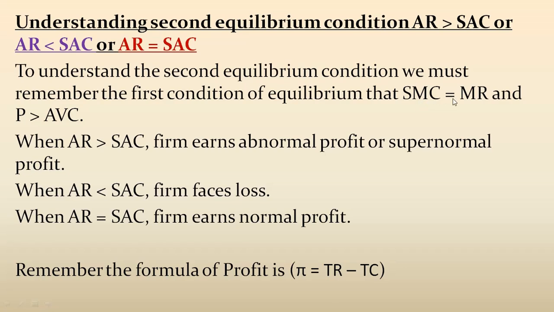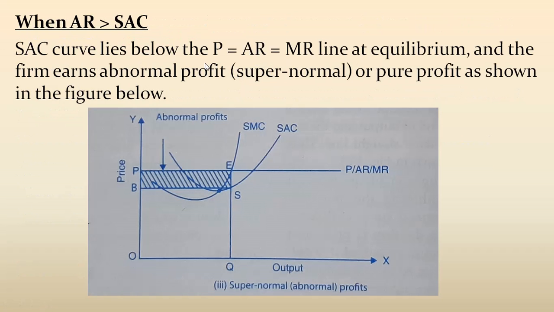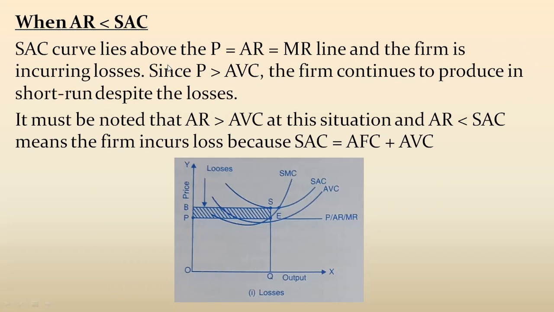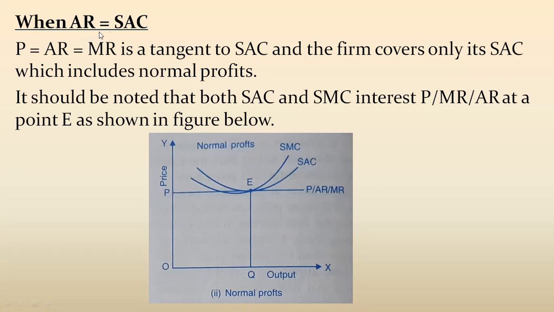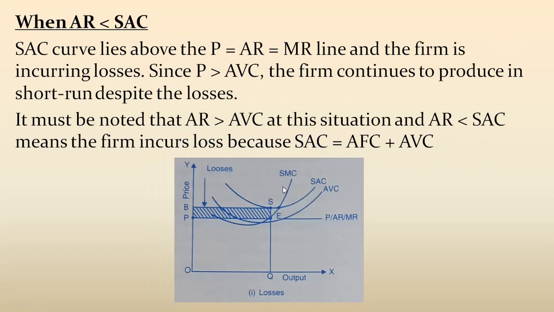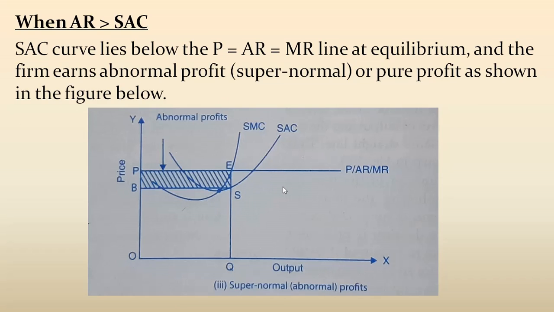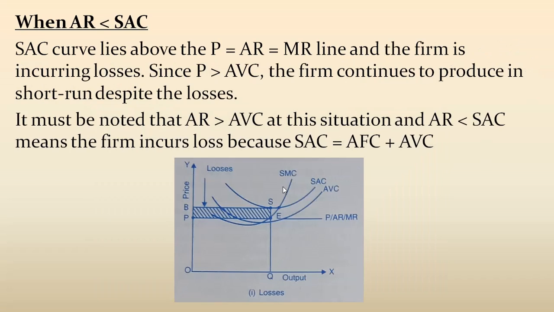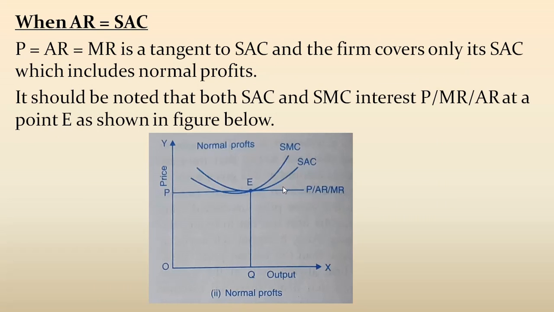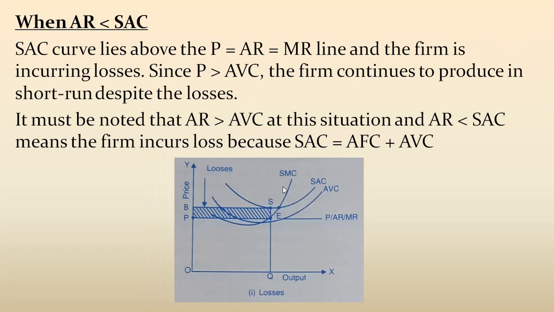This applies in all three conditions of the second equilibrium condition. When AR is more than SAC, SMC is equal to MR. When AR is smaller than SAC, SMC is equal to MR. And when AR is equal to SAC, again SMC is equal to MR. I hope you have understood this point. When AR is smaller than, greater than, or equal to SAC, it only signifies the conditions of abnormal profit, losses, and normal profit. So you just have to understand this: normal profit, abnormal profit, and the loss.